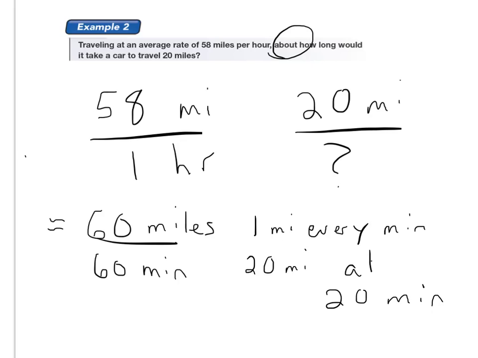Okay, now I'm going to put the word about because they allowed me to round. Now that's just me using my number sense. Okay, it's going to take me about 20 minutes if I'm going 58 miles per hour, because that's about 60 miles every hour. 60 minutes an hour, that's about a mile every minute. Okay, so it's going to take about 20 minutes. And let's go ahead and move on to our next example.